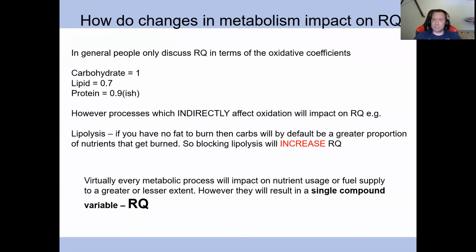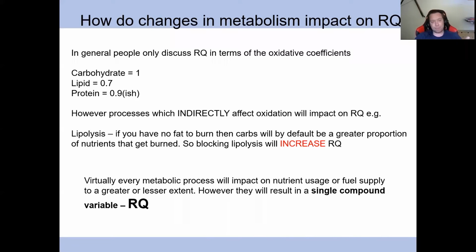So how do changes in metabolism impact on respiratory quotient? In general, I would argue people really think about respiratory quotient in terms of the oxidative coefficients. We've seen 2 of them. Carbohydrate is 1, lipid is 0.7, protein is 0.9-ish because it depends on the amino acid. As not all proteins have equivalent amino acid compositions, different proteins will have slightly different RQs when you oxidize them. However, processes which indirectly affect oxidation will impact on respiratory quotient. So this is where we begin to see so many different processes able to affect respiratory quotient.